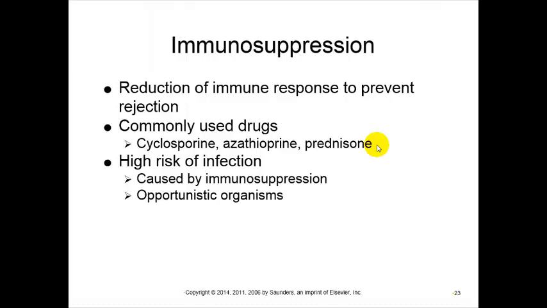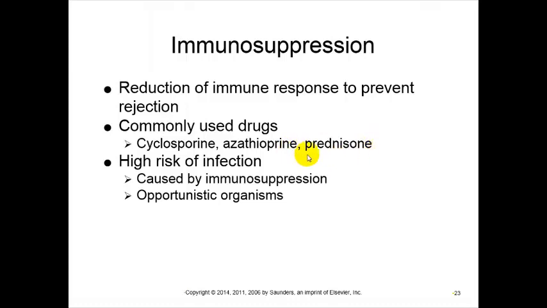Immunosuppression is the depression of the immune system, usually purposefully. The main reason immunosuppression is done is so that the organ that is transplanted to the host will not be rejected. Some common drugs are cyclosporin, prednisone, azathioprine. These drugs suppress the immune system.